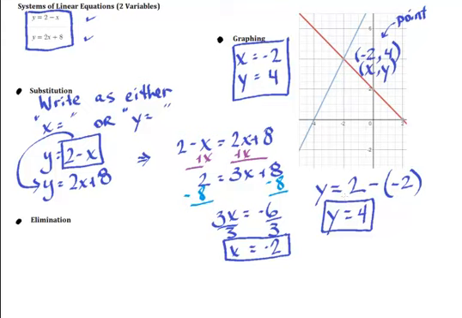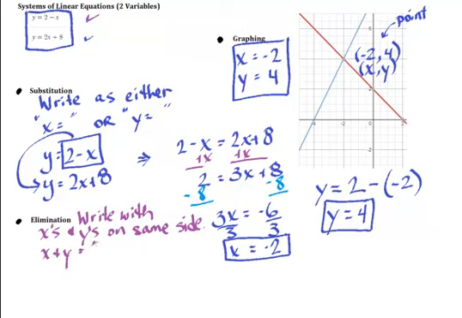All right, let's use the elimination method. With the elimination method, you're going to write the equations with x's and y's on the same side. So let's do that. In this top one, I'm going to add x to both sides, and I'll get x plus y equals 2. On this second one, I'm going to subtract 2x from both sides, and I'll get -2x plus y equals 8.